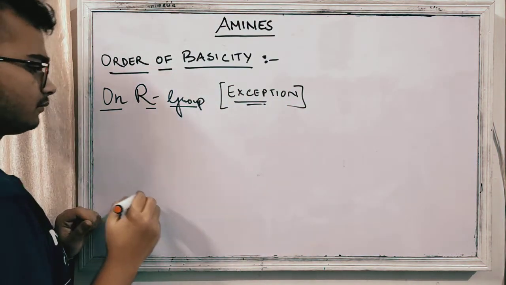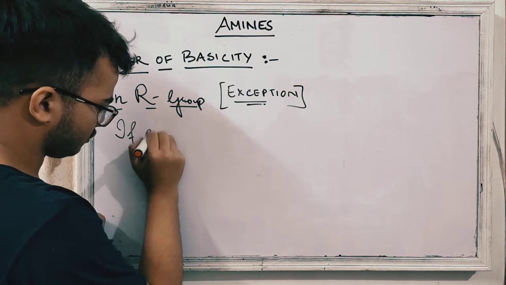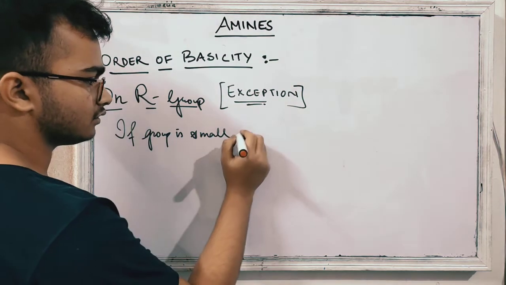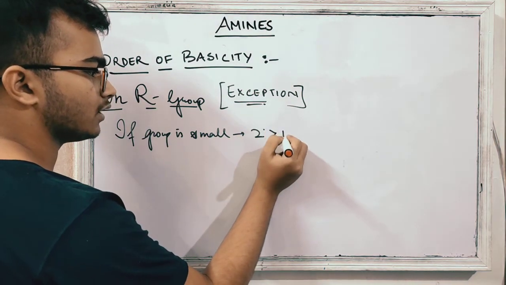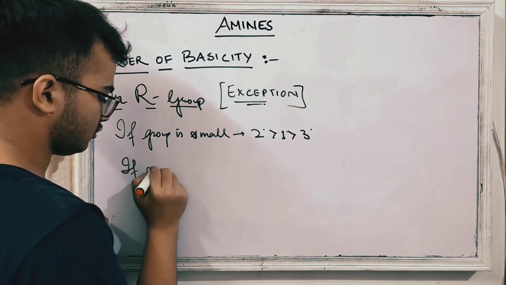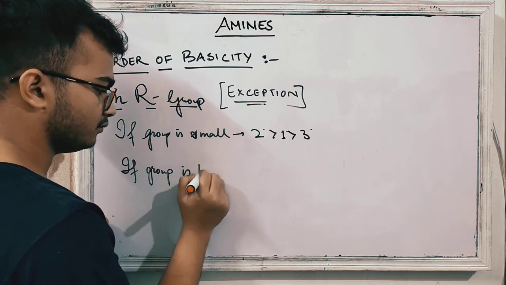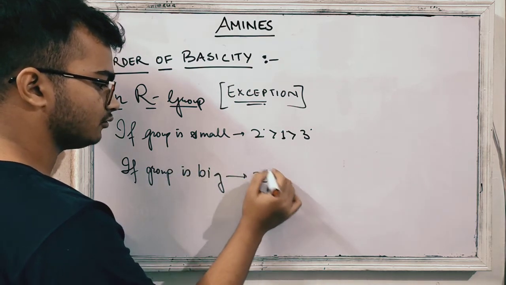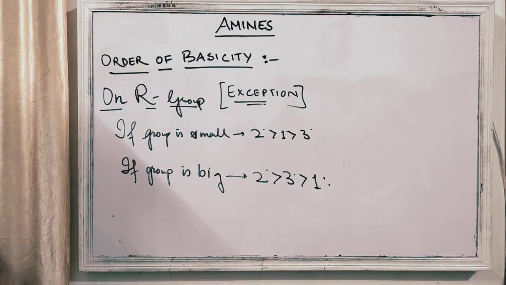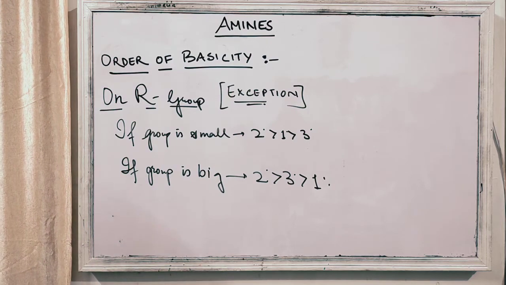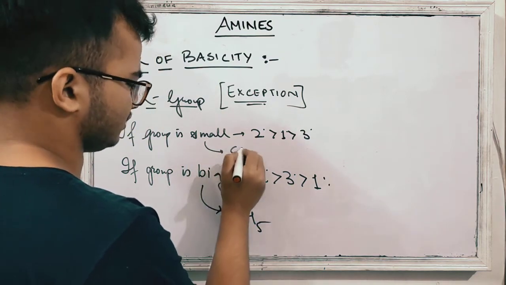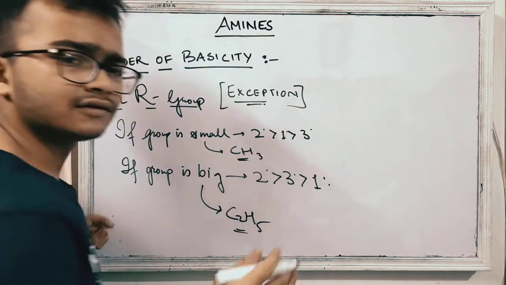So, what happens here is, if the group is small, then the order becomes 2, 1, 3. If the group is big, then the order will become 2 degree greater than 3 degree greater than 1 degree. Now, this is the order of basicity. What is the meaning of a big group? A big group can be C2H5 or like that, and a small group means CH3 like that. So, this was all about the basicity of amines.